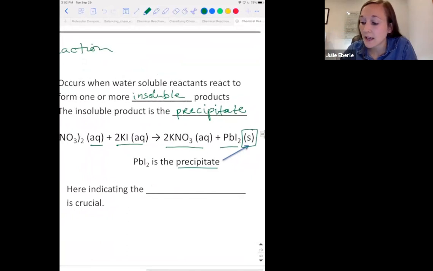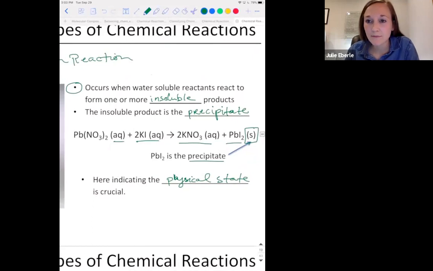So here, indicating the physical state is crucial, okay? Without it, we can't easily know. There is a way to know; we're about to introduce another way to know. But it tells us which one's the precipitate. So if you read a reaction and you're asking yourself, is this a precipitation reaction? How do I know? Well, if the abbreviations are given, and one of your products has an S because it's a solid, then that's how you know it is a precipitation reaction, okay?